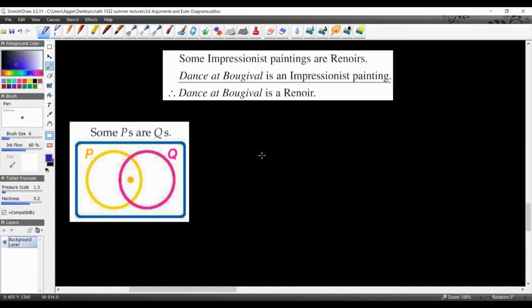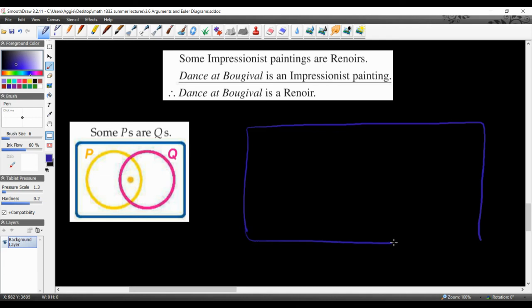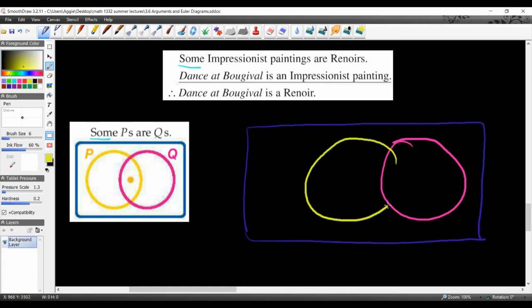So let's try to draw this. Okay, we have our universe here, which is this big box, and then we have our reference chart here. We have that some P's are Q's, which is exactly what I see here. Some this or that. So I know for sure I'm going to have two circles, and they're going to overlap at some point. So let's say that the Renoirs are the purplish pink color. So this is the Renoir, whatever that is, and the Impressionist paintings are the other one. So that's this guy right here.